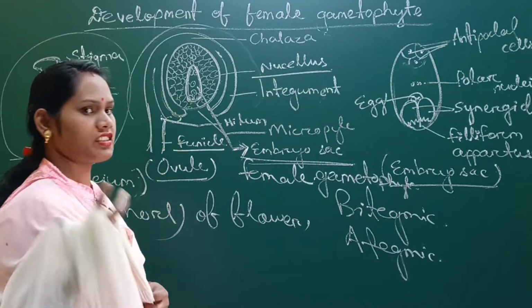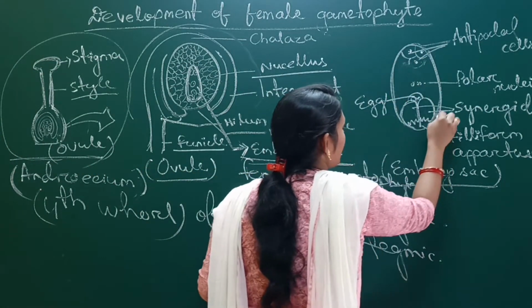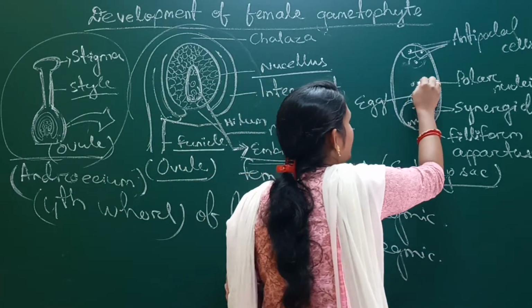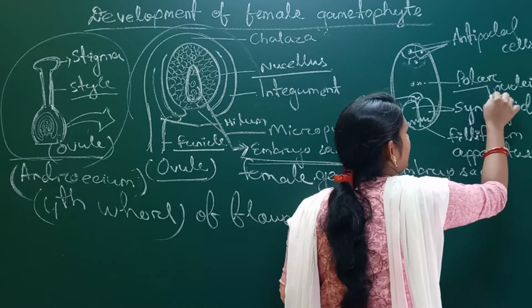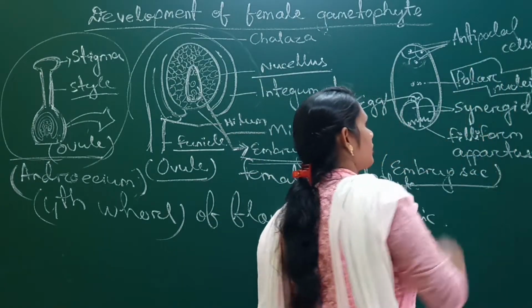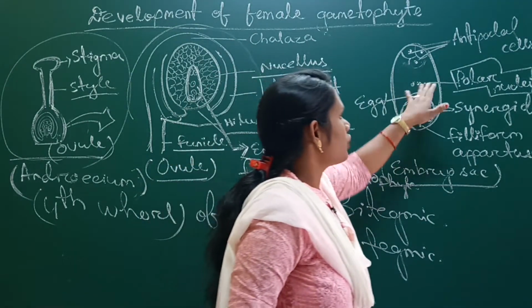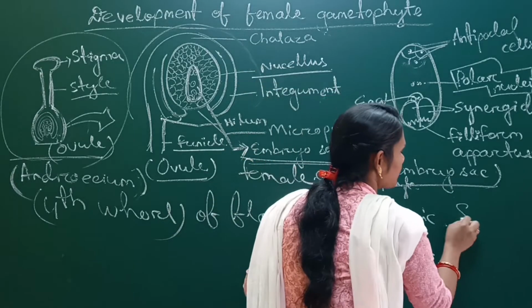Okay, so let's know the detailed structure of this embryo sac. Here the embryo sac contains two central nuclei, and those nuclei are called polar nuclei. Later on, at the time of fertilization, these two polar nuclei fuse together to form the secondary nucleus.